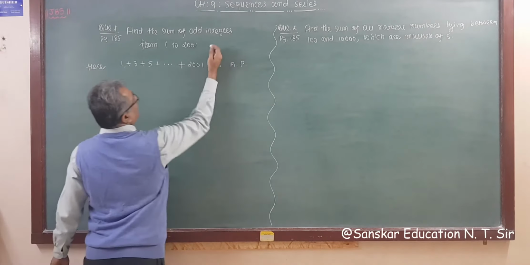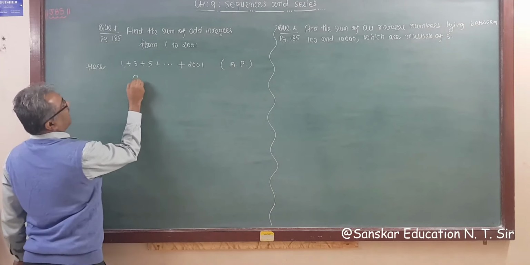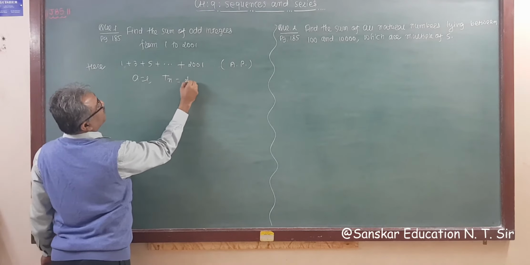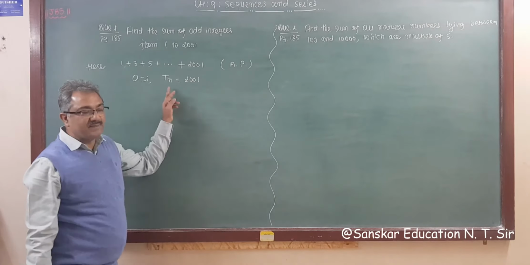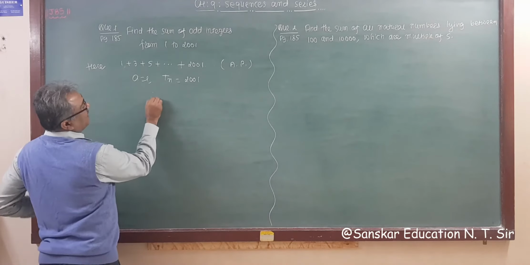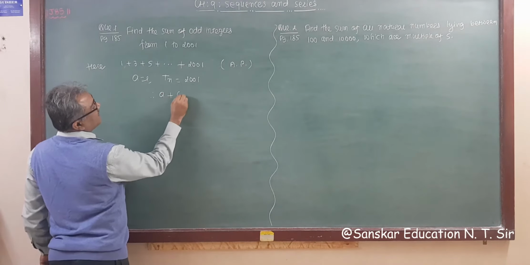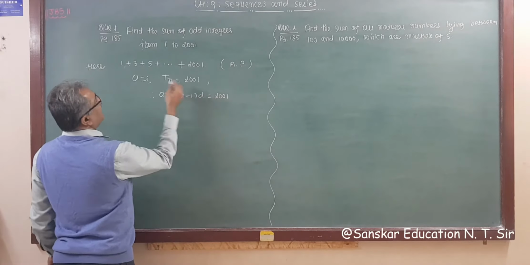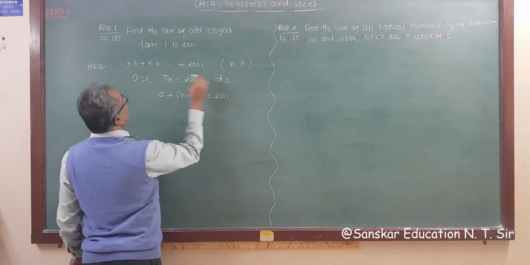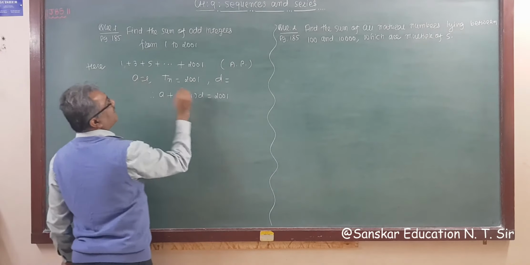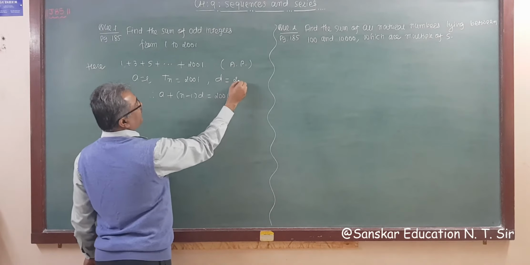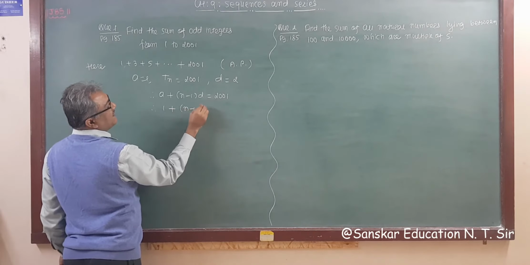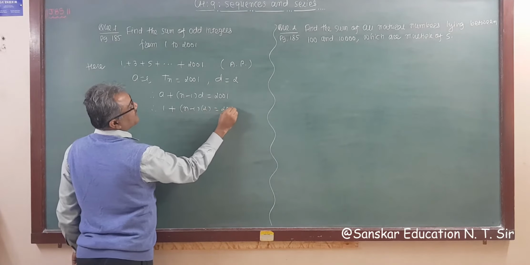So this is an AP with A equal to 1 and last term, that is Tn, equal to 2001. Either you can represent this by An. Now the formula for the nth term is A plus n minus 1 into D is equal to 2001, and the difference D is equal to 5 minus 3, 3 minus 1, which is 2. So 1 plus n minus 1 into D, D is 2, is equal to 2001.